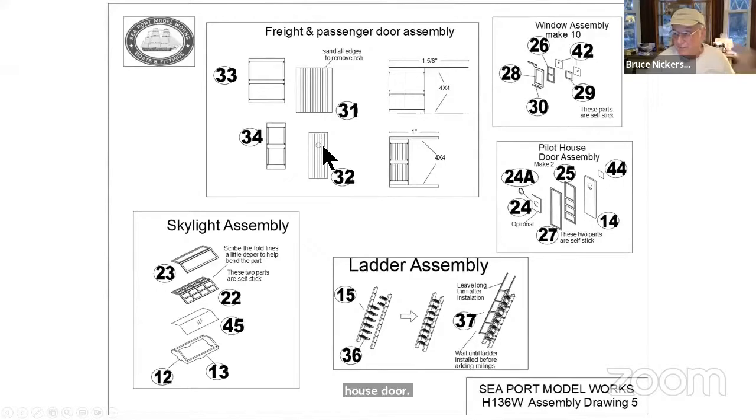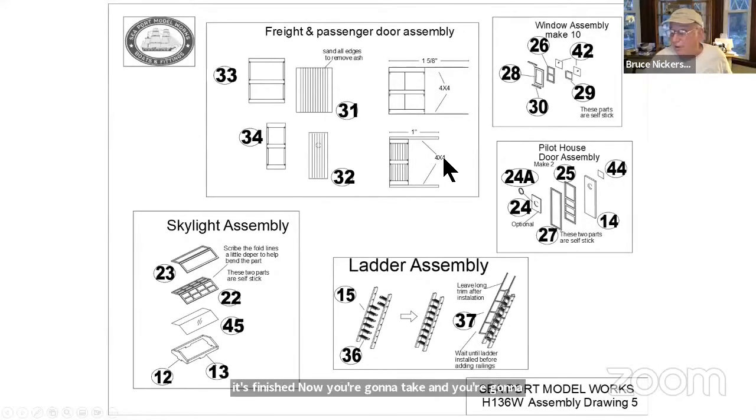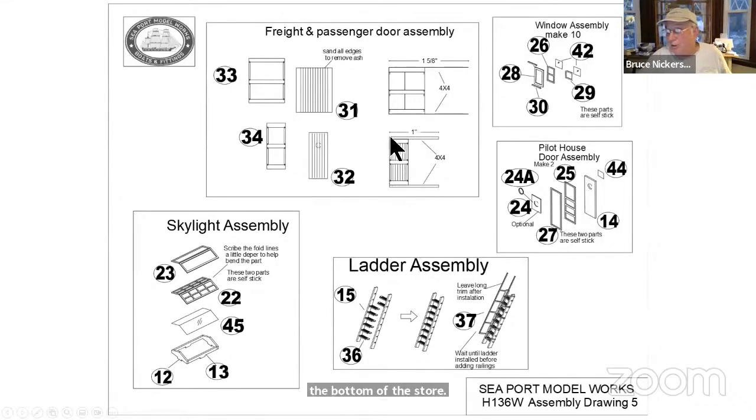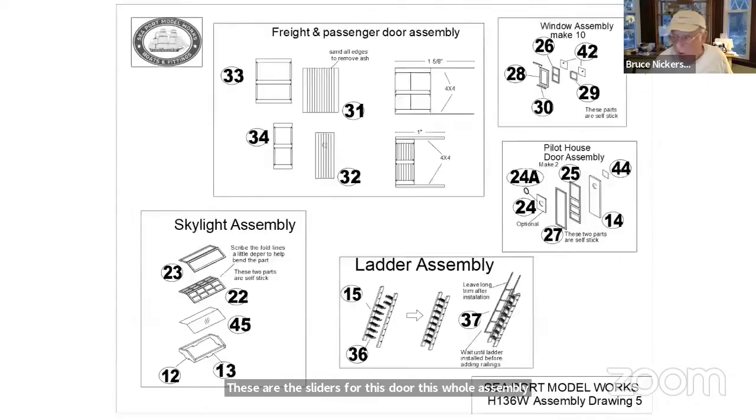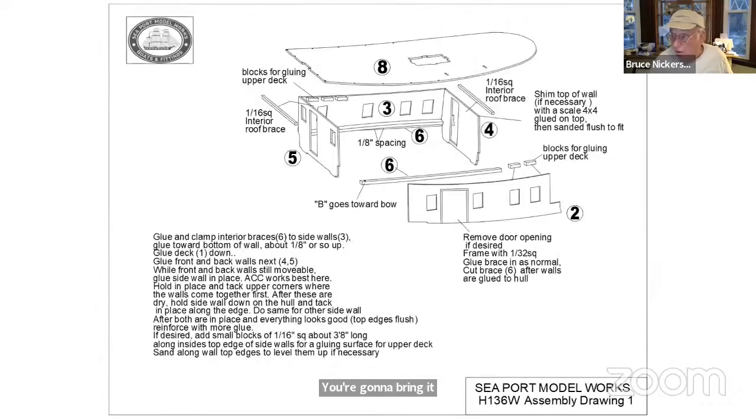It sits, it's finished. Now you're going to find some stock, 4x4 HO strip stock. You're going to cut four lengths, 1 inch each. As you can see, this rests on top of this door and this rests on the bottom of this door. These are the sliders for this door. This whole assembly, you're going to bring it and you're going to glue this assembly right here.